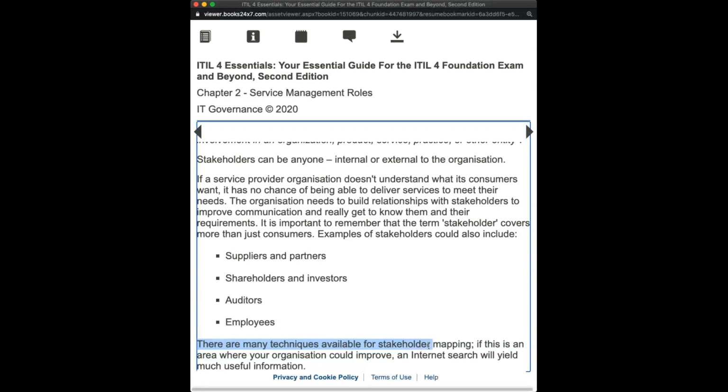So there are many techniques available for stakeholder mapping. So they said just to do an internet search. Huh, funny.